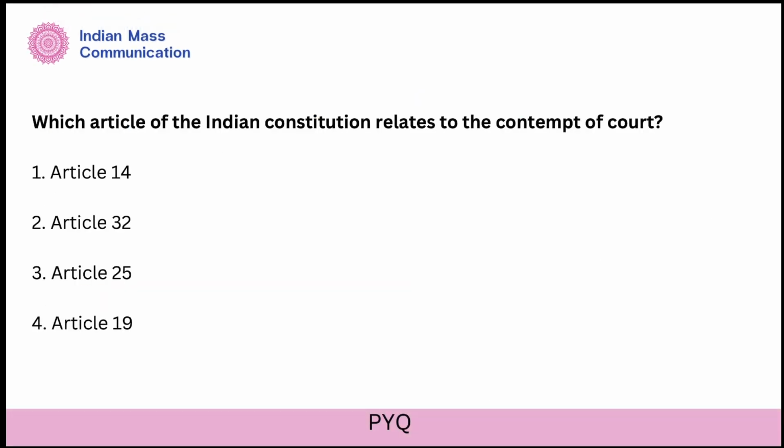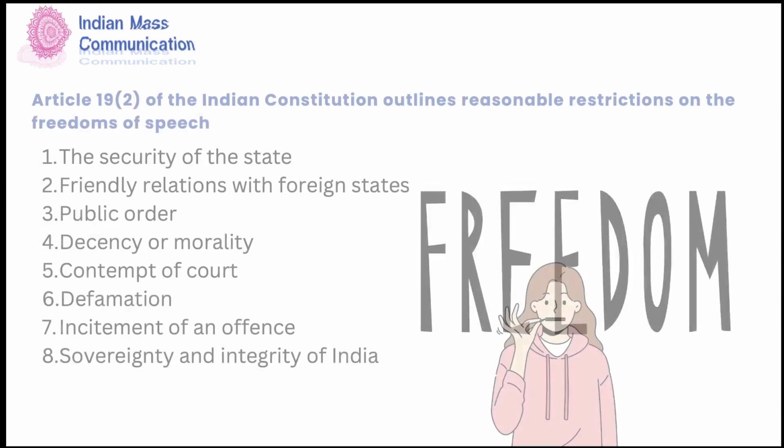There has been a PYQ in your exam: which article of the Indian Constitution relates to contempt of court? Among these options, Article 19 seems most perfect, because in Article 19(2), in reasonable restrictions, there is a mention of contempt of court.